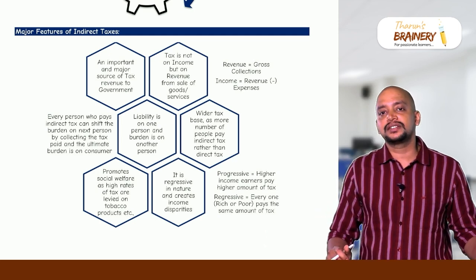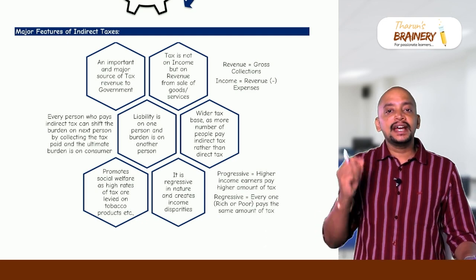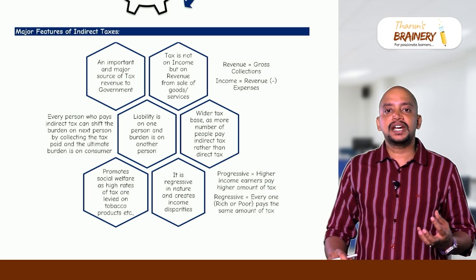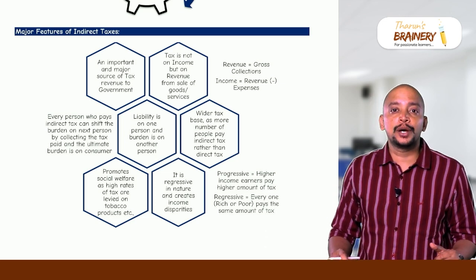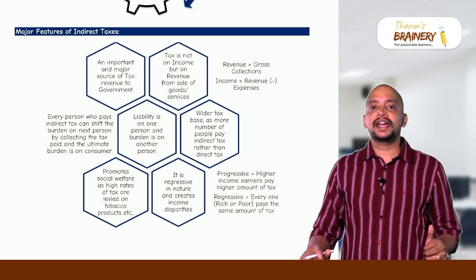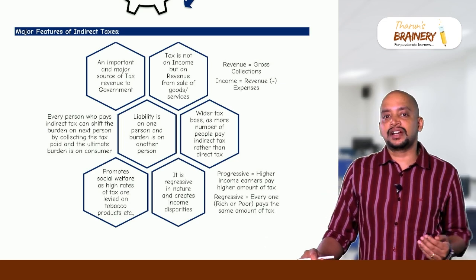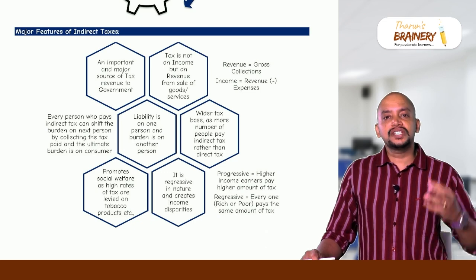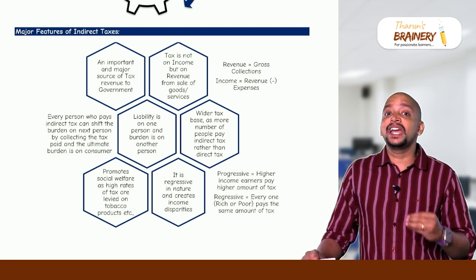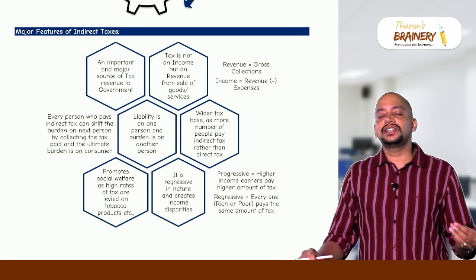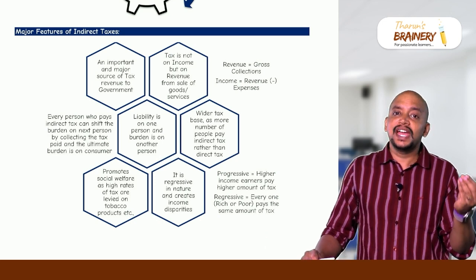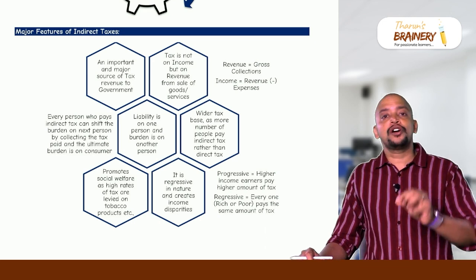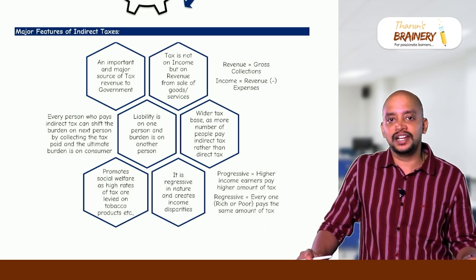Then one more difference that we need to know is that indirect tax is computed on the gross amount, whereas income tax or direct tax is computed on the net amount. For example, I am a chartered accountant and I get some consulting fees. On these fees I need to pay GST, and after that I need to reduce my expenses and ascertain the profit. On that profit I will be required to pay income tax.